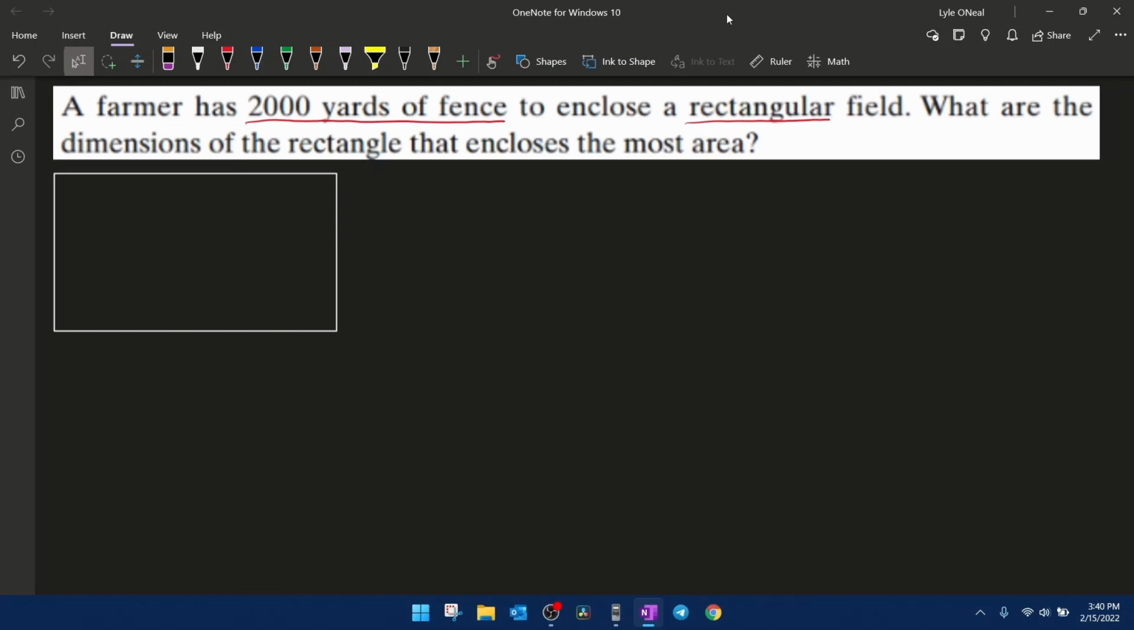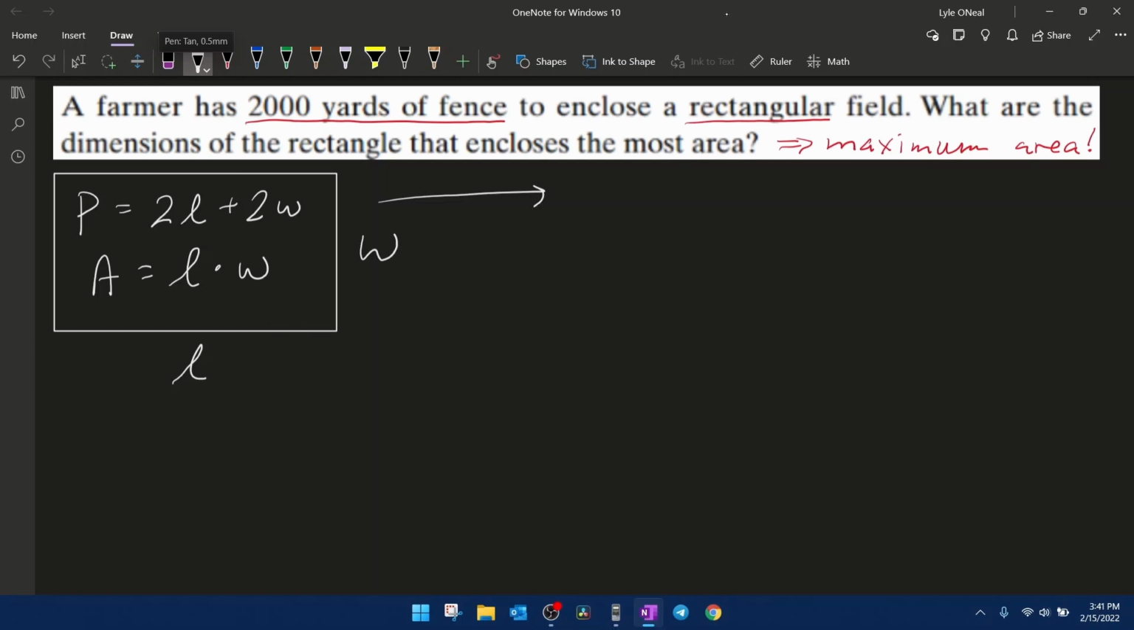There are some things we know about a rectangle. First of all, in a rectangle, you've got length and width. We also know the formula for the perimeter of a rectangle, which is 2L plus 2W. And we know the area of a rectangle is length times width. So the fact that we have 2,000 yards of fence means that the entire perimeter will be 2,000 yards. And if they want the most area, what they're really asking us to do is maximize area.